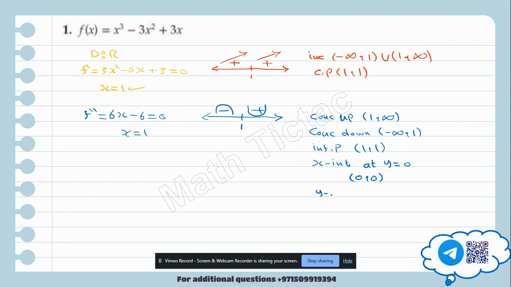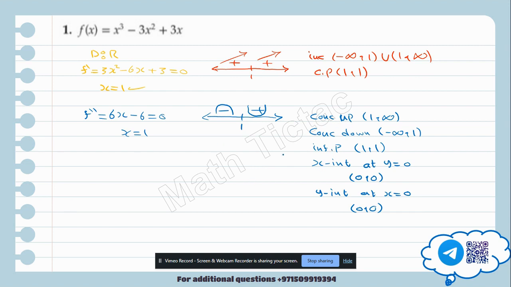Now for the y-intercept, it's at x equal to 0. You can substitute that directly in here. So 0 plus 0 plus 0, which is going to be 0 as well. So it will also be 0 and 0. So that's it. I found all the points that I can find.